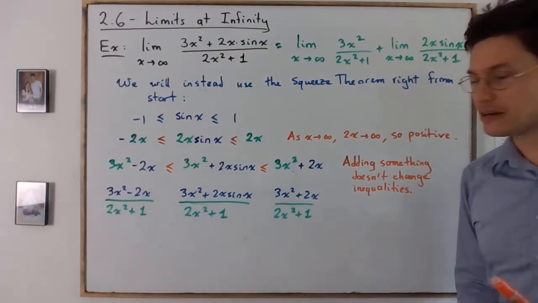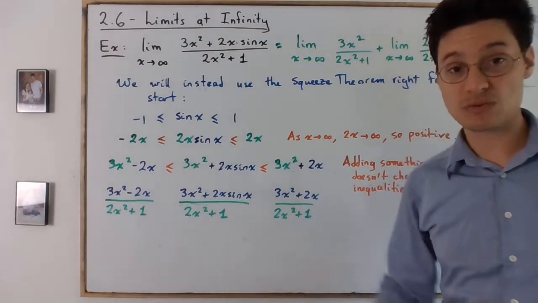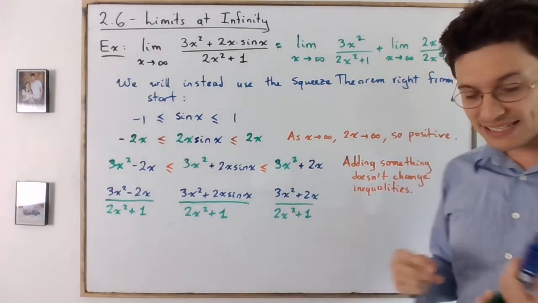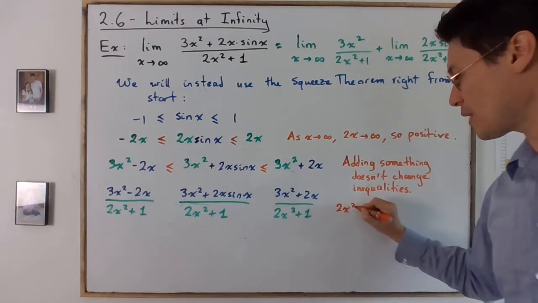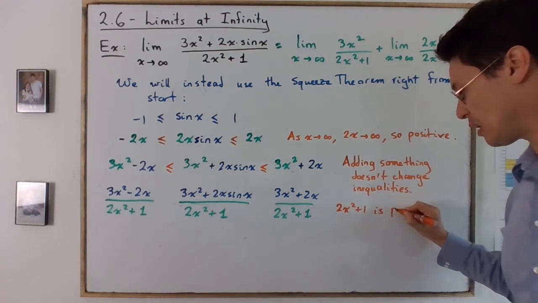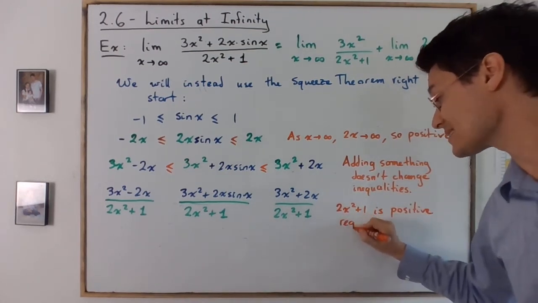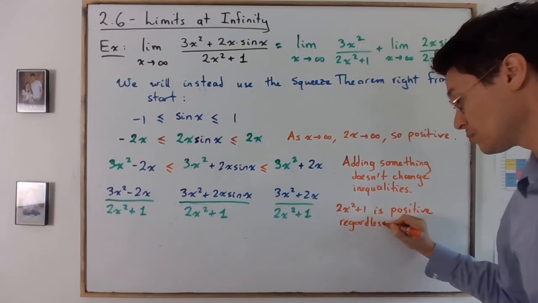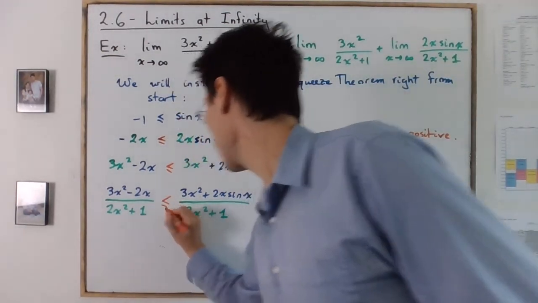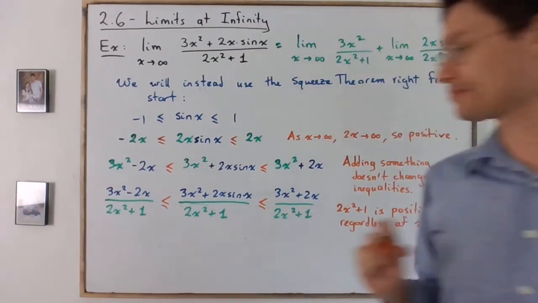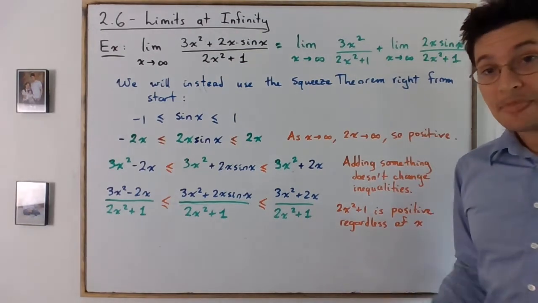And here what we need to take into account is that 2x squared plus 1, regardless of what x is, is a positive number. So 2x squared plus 1 is positive, regardless of what x is. So meaning that, again, the inequalities don't change. All right, we're almost done.